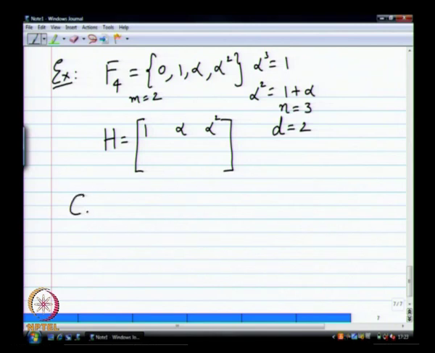What is C BCH and what is C RS? Take some time and try and figure out the codewords of these two codes. I want you to write down all the codewords, maybe not all, at least a few. So for C BCH definitely all, for C RS maybe a few. People are able to quickly answer. So let us see, we will wait for everybody.